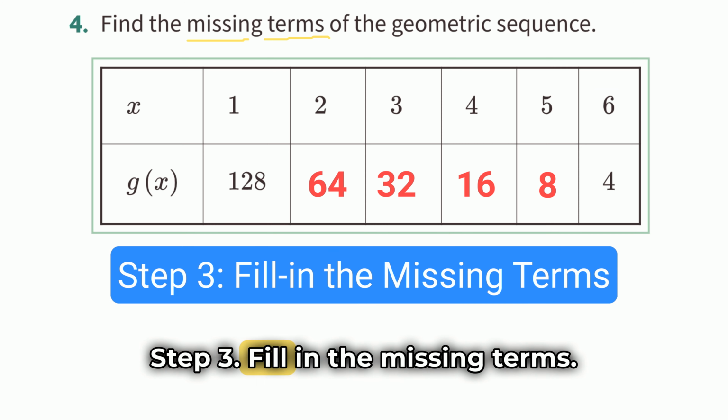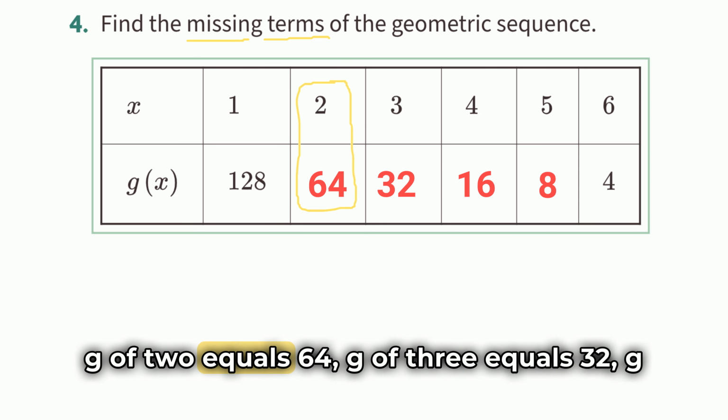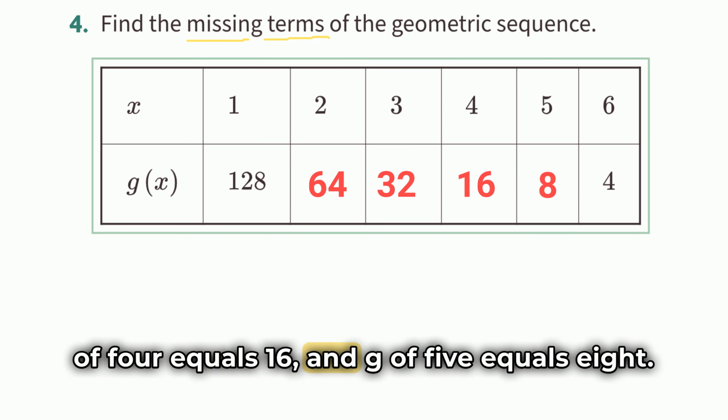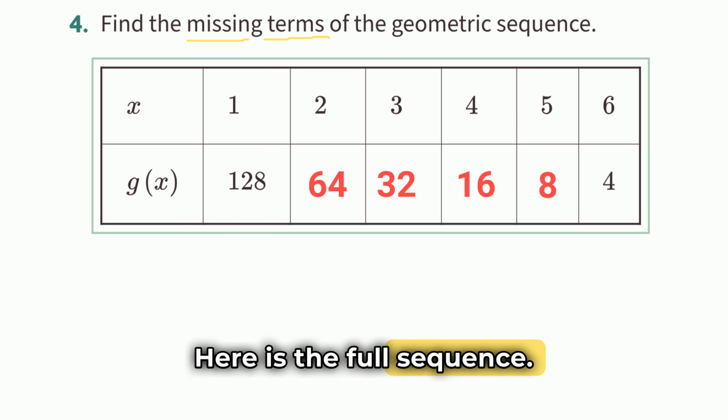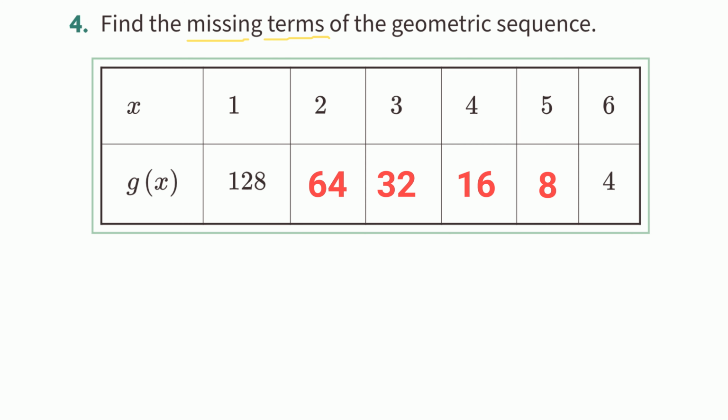Step 3. Fill in the missing terms. The missing terms are g of 2 equals 64, g of 3 equals 32, g of 4 equals 16, and g of 5 equals 8. Here is the full sequence. g of x equals 128, 64, 32, 16, 8, and 4. Each term is half of the previous one.